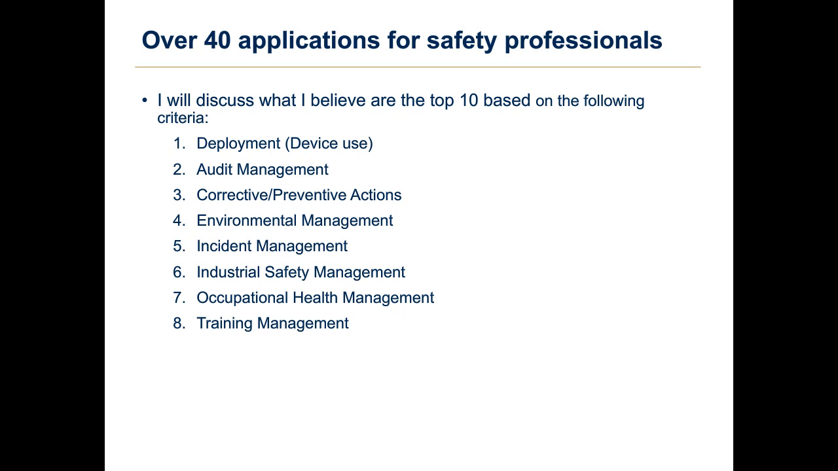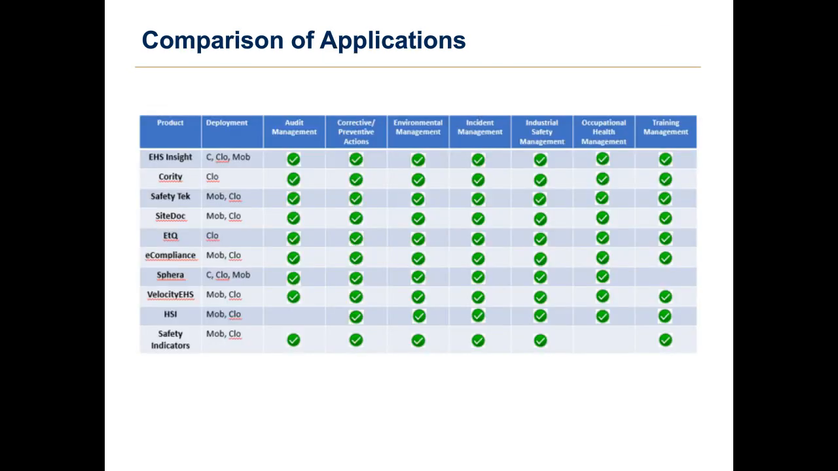Then I looked at audit management, corrective preventive actions, environmental management, incident management, industrial safety management, occupational health management, and training management. All of these are very important to a good safety program. Thing is, how do we track these? How do we keep track of this information? So that's what I was looking for when it came time to identify the specific software or safety applications I was looking for.